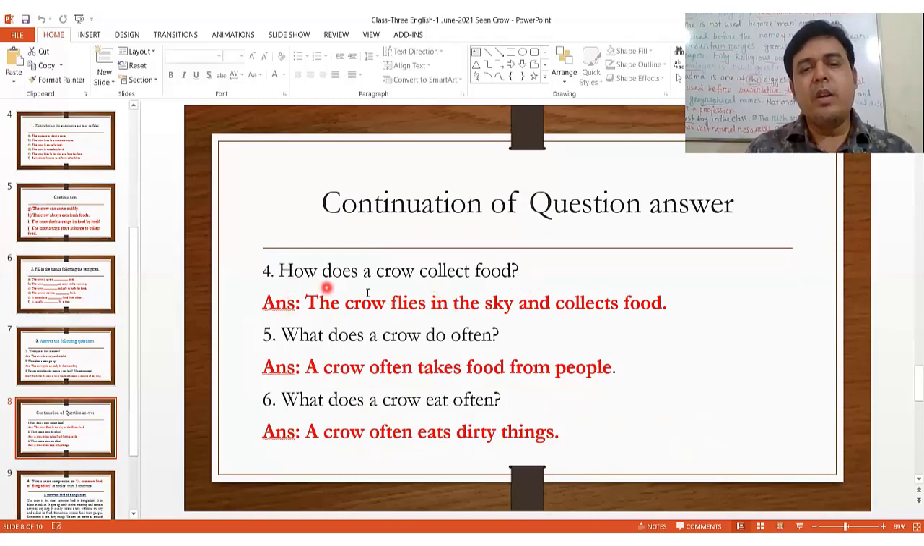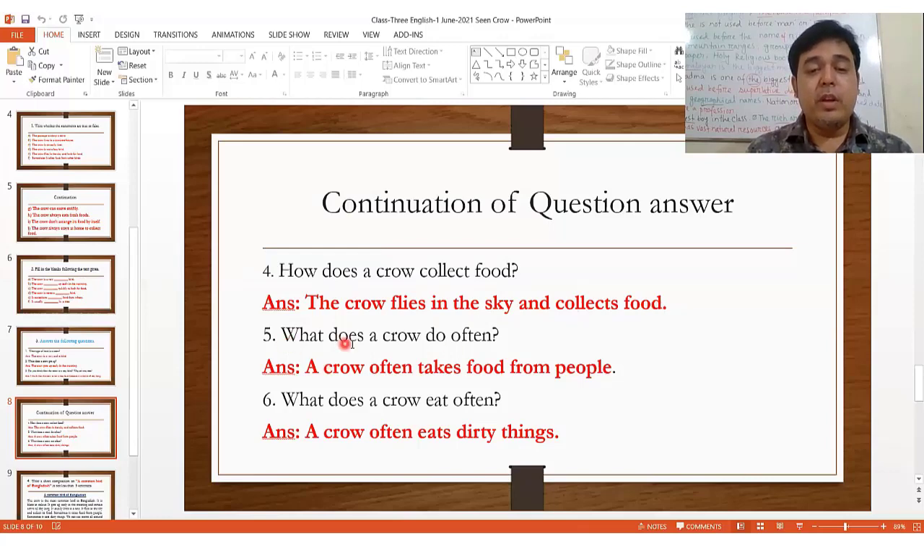Number 4, how does a crow collect food? Okay, so the answer: the crow flies in the sky and collects food.